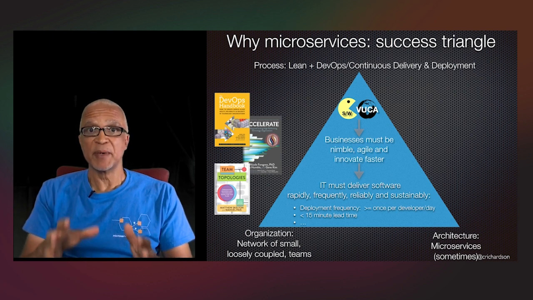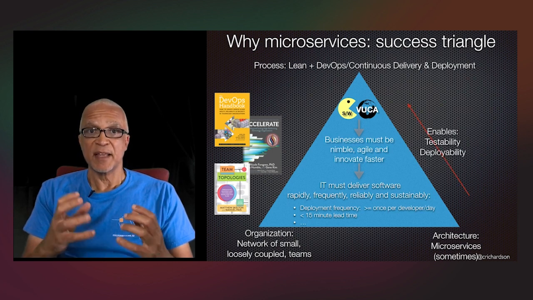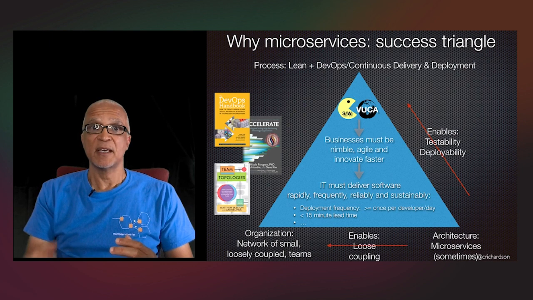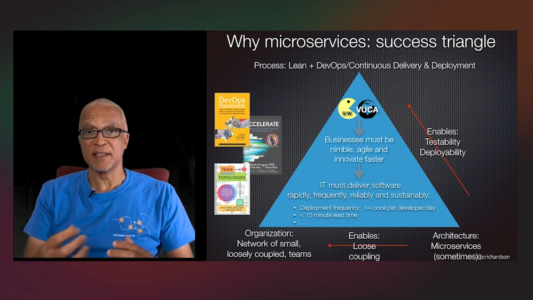And if you're developing a large, complex application, you must typically use microservices. That's because the microservice architecture gives you the testability and deployability that you need in order to do DevOps, and it gives you the loose coupling that enables your teams to be loosely coupled. That's an application of Conway's law.